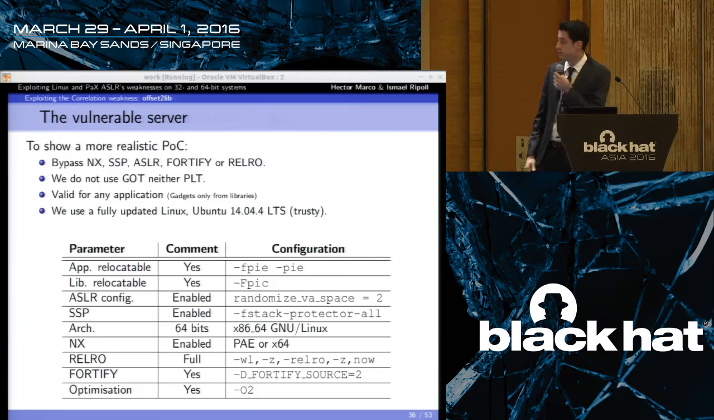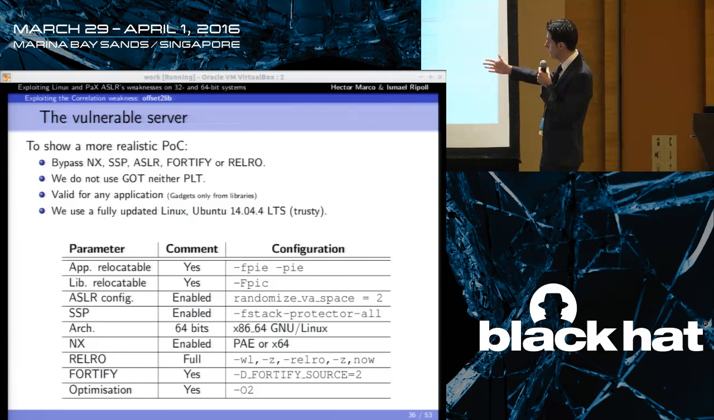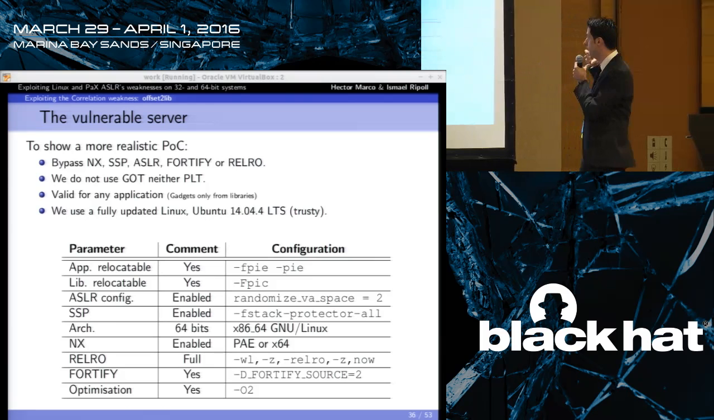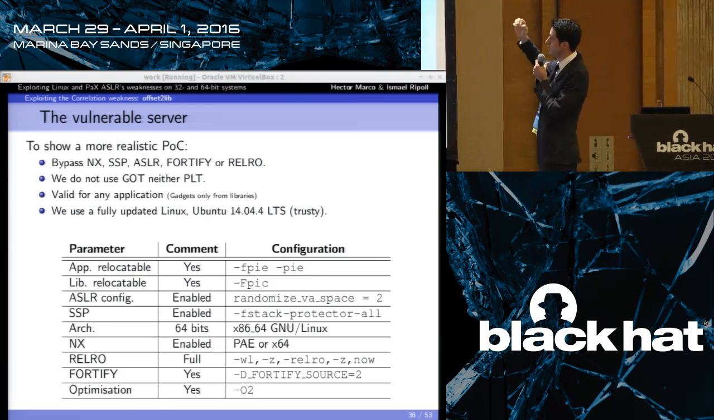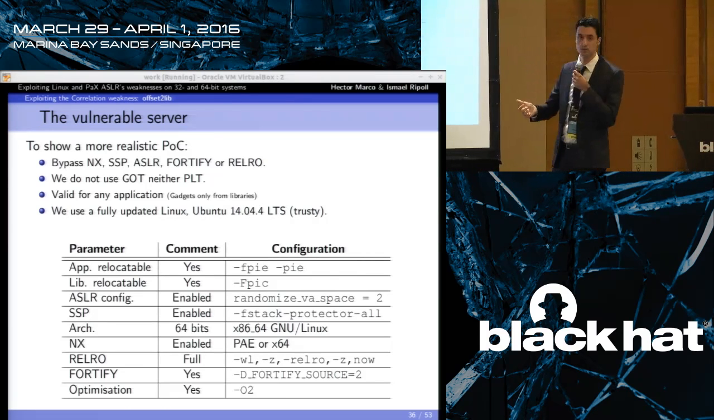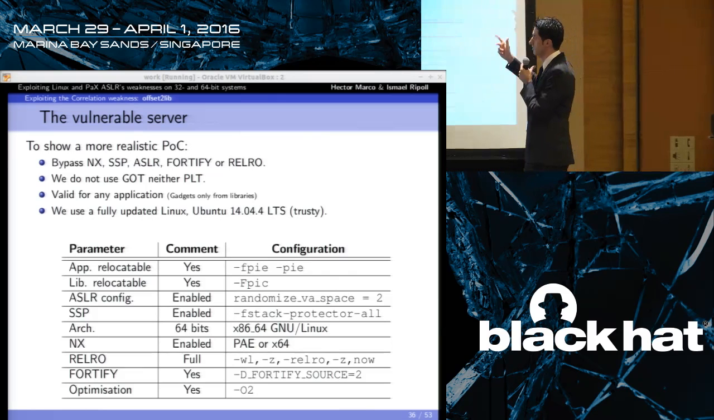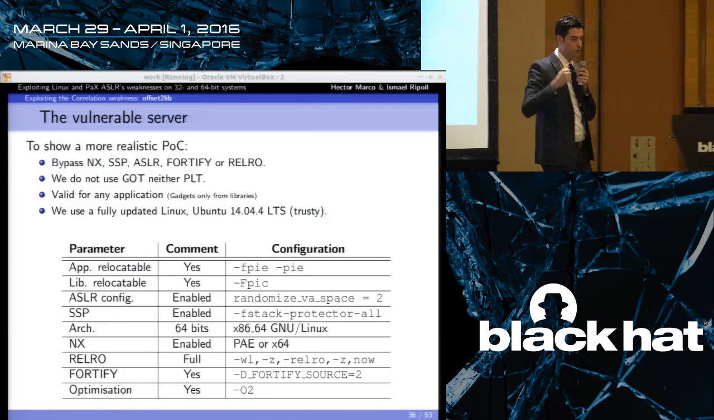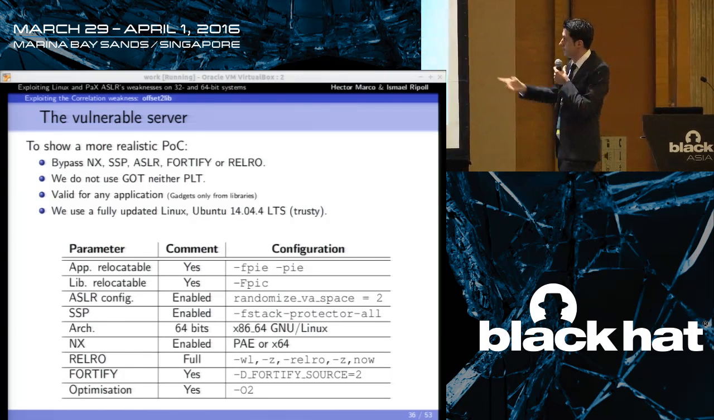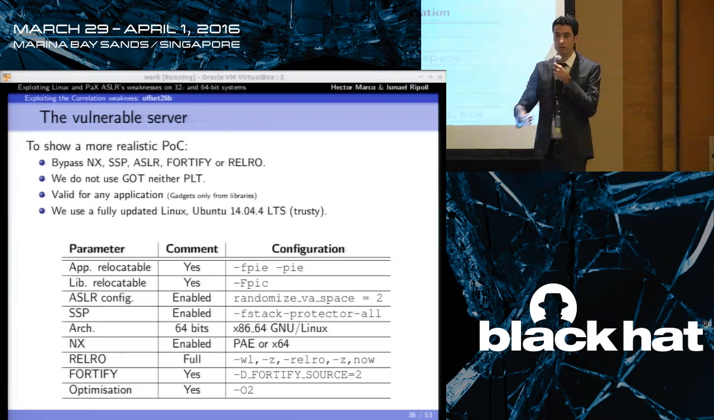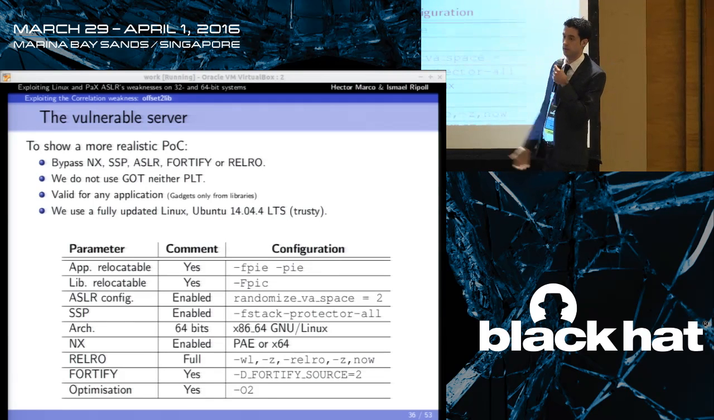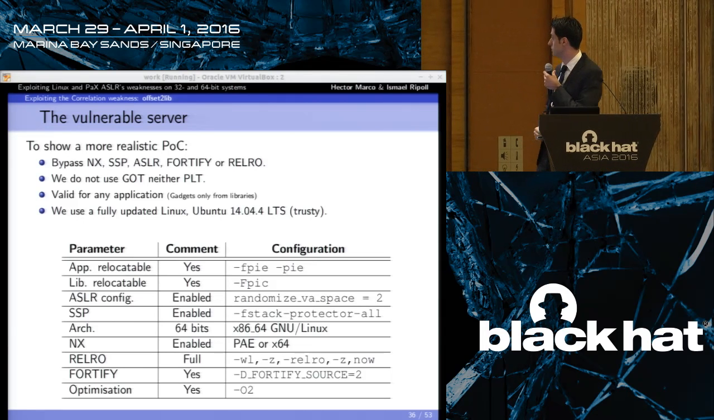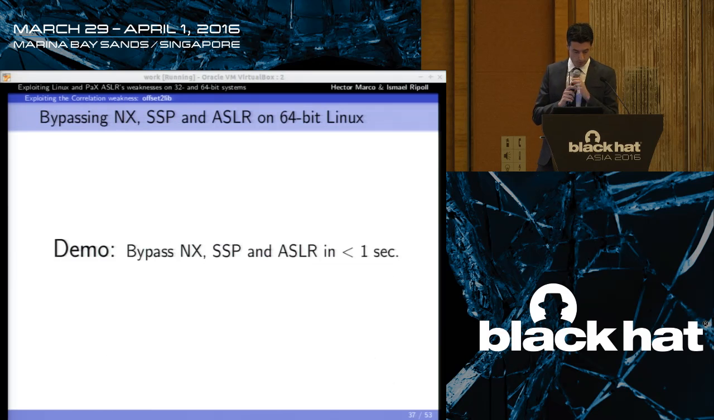So to show you a more realistic proof of concept, this is the system we are going to face. We are going to bypass the non-executable bit, the stack smashing protector, the address space layout randomization, the fortify, and RELRO. Also, it's worth mentioning that we don't use GOT or PLTs, and I ran this on my current laptop, so it's fully updated. This morning I updated my laptop. And the demo is the following.